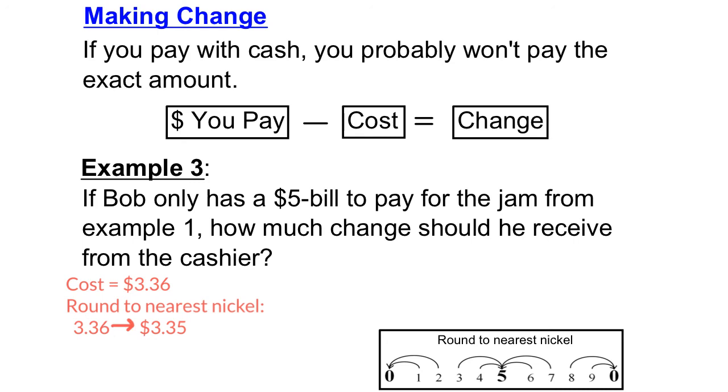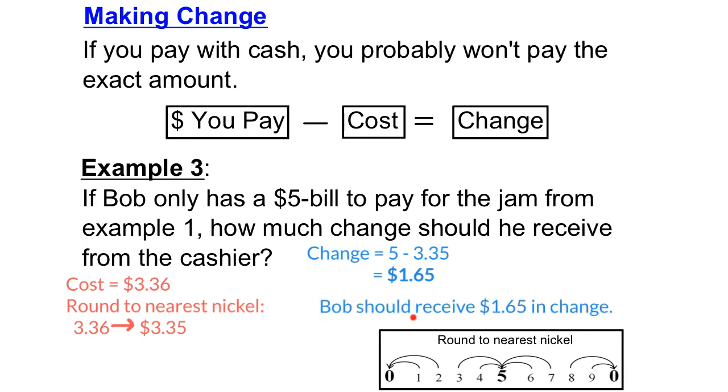So now that we've rounded our cost to the nearest nickel, we can now calculate change. So change is the amount you pay minus the cost. So in this case, the amount he's paying is $5, and we have to subtract the cost, which is $3.35. And when I do the calculation, I get $1.65. So Bob should receive $1.65 in change.